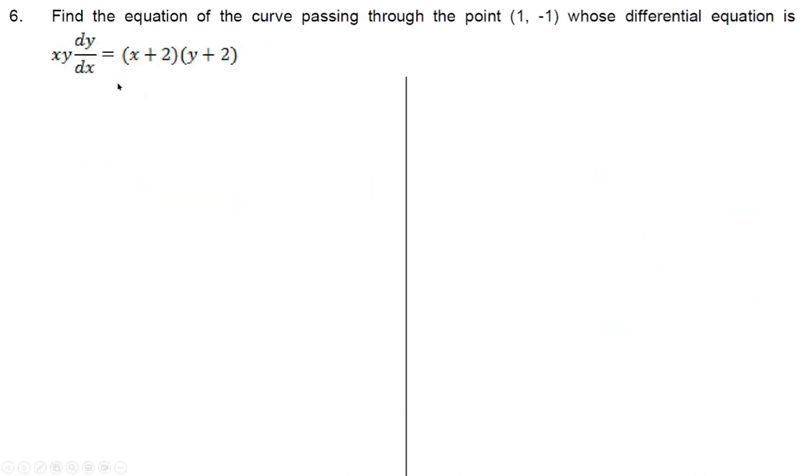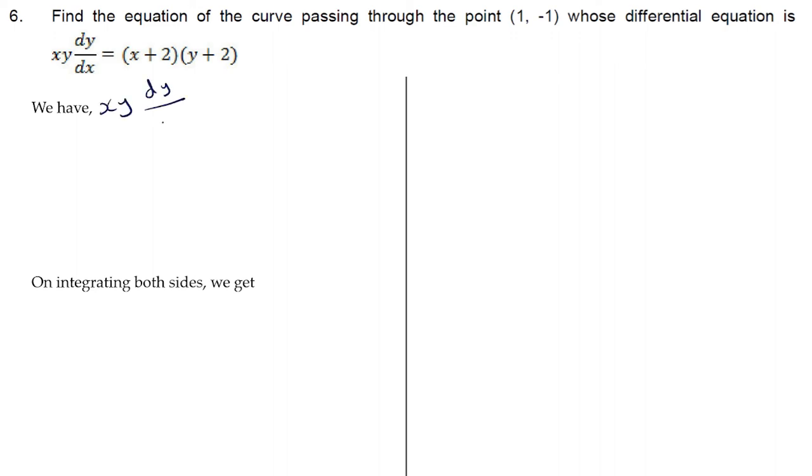Next question. Find the equation of the curve passing through the point 1, minus 1 whose differential equation is xy dy by dx into x plus 2 into xy dy by dx equal to x plus 2 into y plus 2. So here we need to find the equation of the curve that is passing through this point 1, minus 1. So after finding the general solution, we have to substitute x as 1 and y as minus 1, and then we have to find the particular solution.